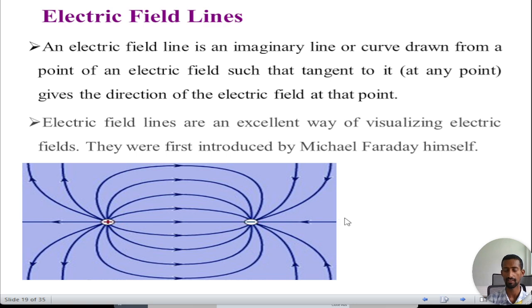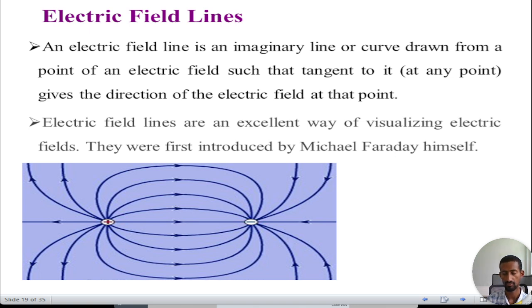What are electric field lines? An electric field line is an imaginary line or a curve drawn from a point in an electric field such that the tangent at any point gives the direction of the electric field at that point. Electric field lines are an excellent way of visualizing electric field. They were first introduced by the scientist Michael Faraday. So this is what electric field lines look like.